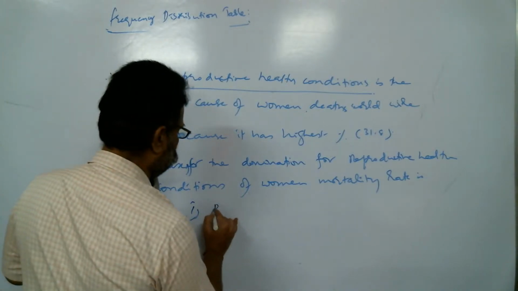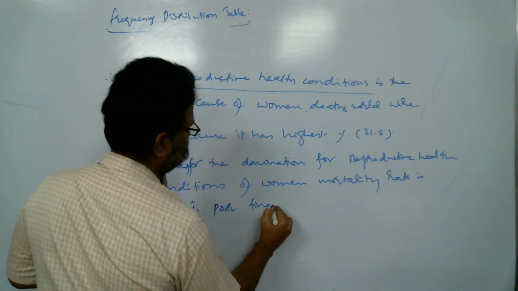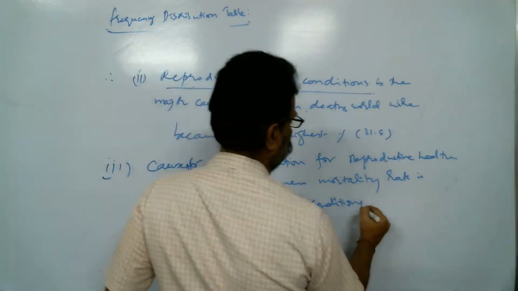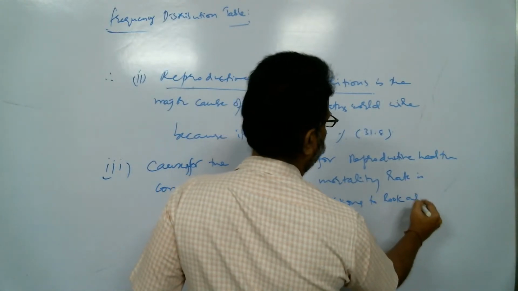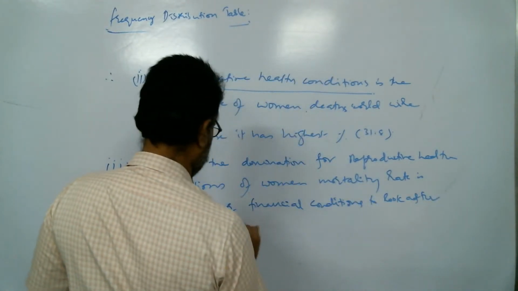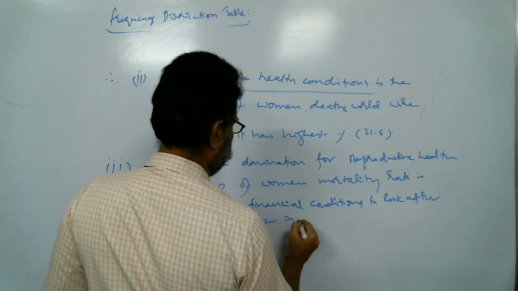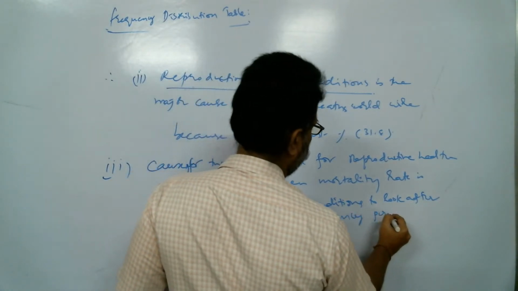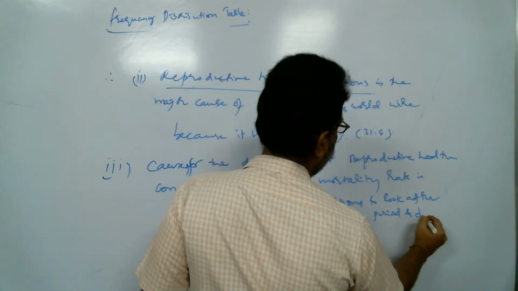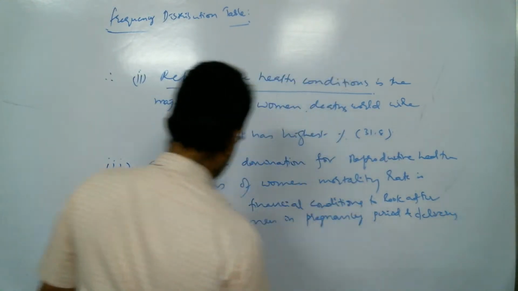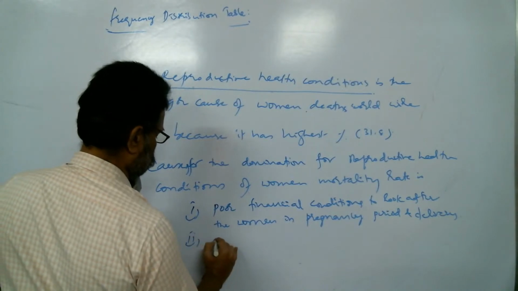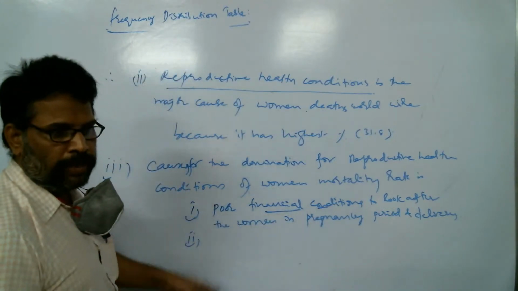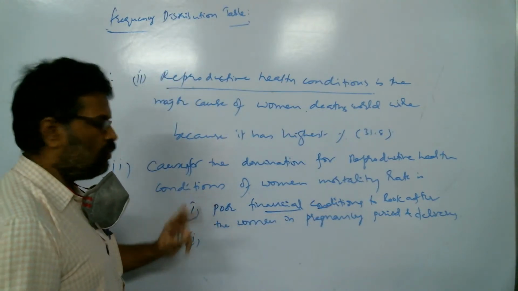So what you can say, poor financial conditions is a major cause to look after the women in the pregnancy period and delivery. With poor financial conditions they can't look after the proper medication, health, safety, these all will not be cared for.